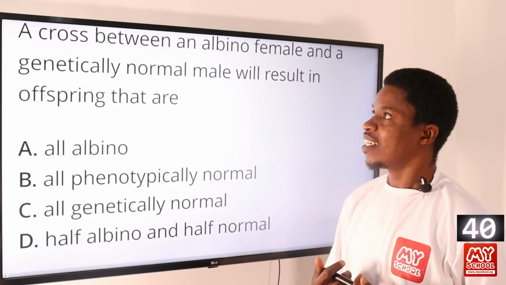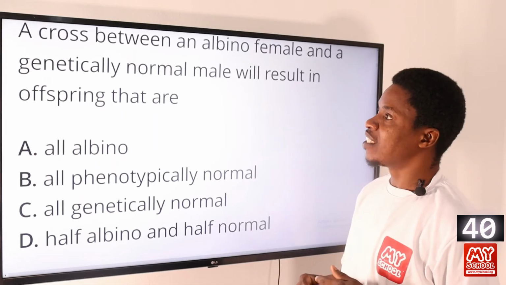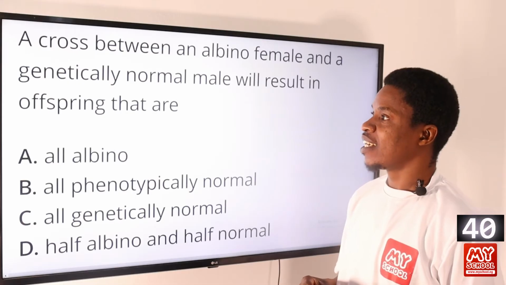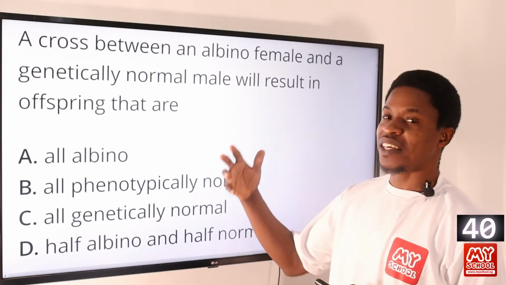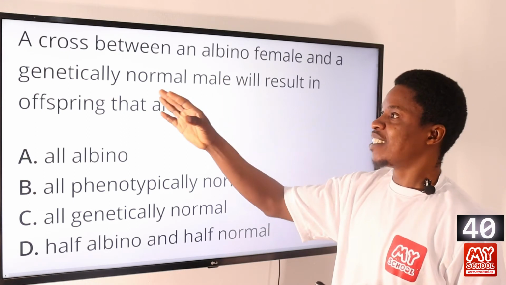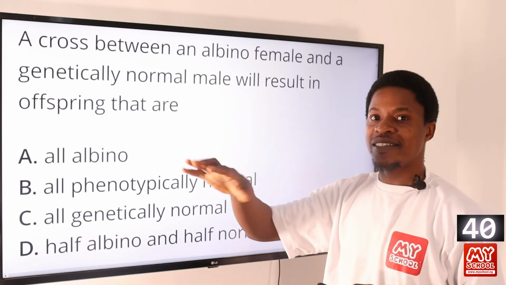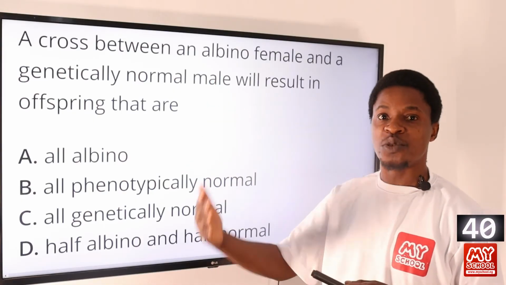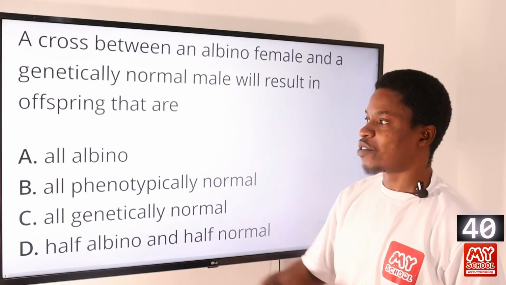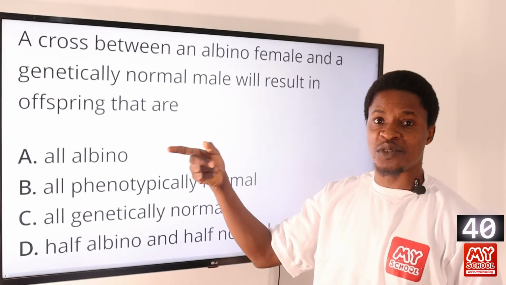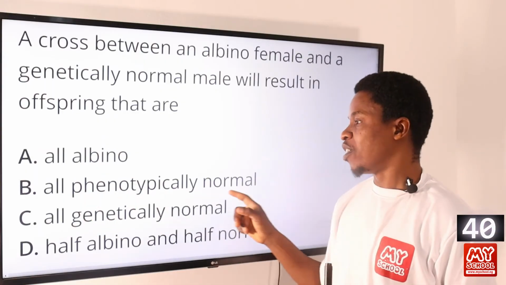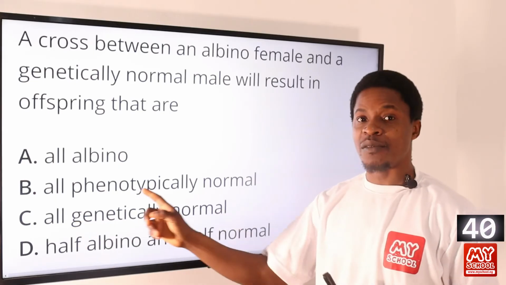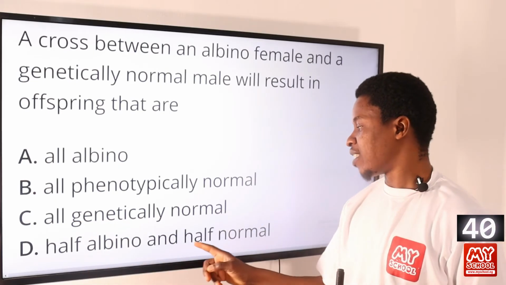Question 40. A cross between an albino female and a genetically normal male will result in offspring that are, so if we have a female that is an albino married to a normal male, when we say normal, the complexion is just normal, not an albino, what kind of offspring will they give birth to? We can actually determine that. Option A says all the children they will give birth to will be albino. Option B says all of them will be phenotypically normal, all genetically normal, and then half albino and half normal.